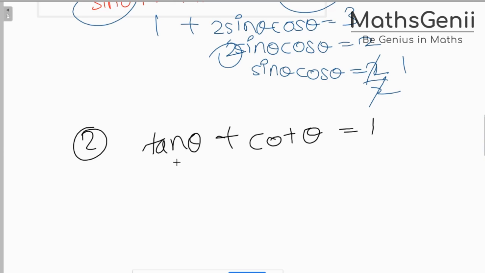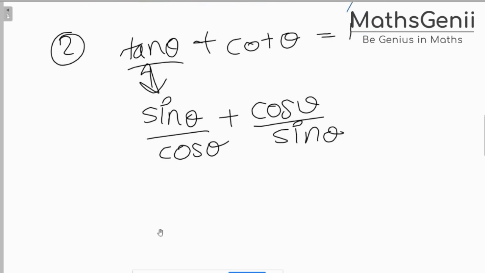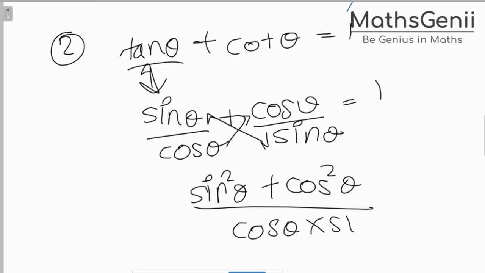Correct? So I know one formula that tan theta is equal to sine theta upon cos theta. I know one more formula which is cot theta is equal to cos theta upon sine theta. Is equal to 1. Now I'm doing cross multiplication. Sine into sine, sine square, plus cos into cos, cos square, and denominators multiplication happens, right? This is how you do it.